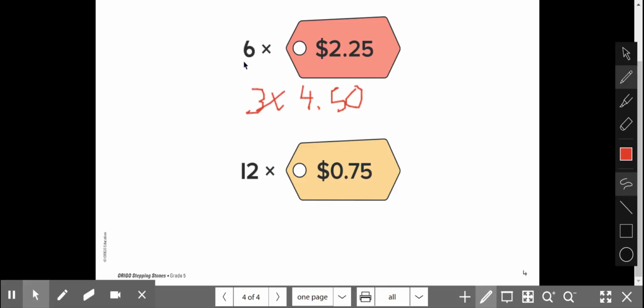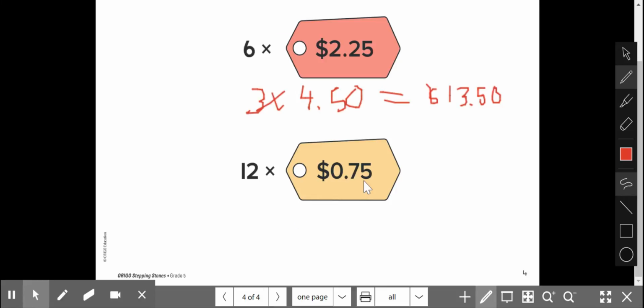Okay, so what this is really telling me is this is still hard math. I can go ahead and change this into an addition problem: 4.50 plus 4.50 plus 4.50. Oh, I can do that. I can get $13.50. 4.50 plus 4.50 is $9, plus 4.50 more is $13.50.